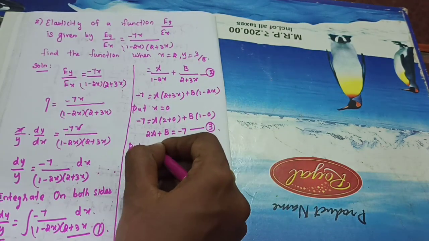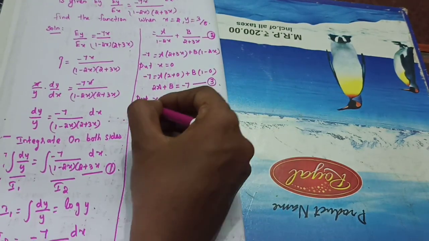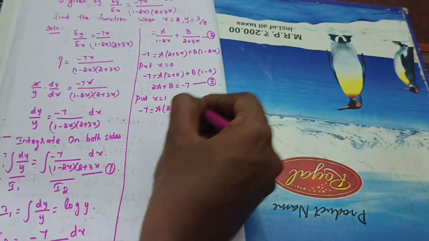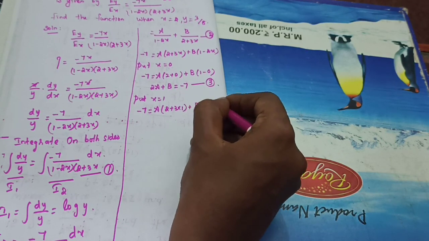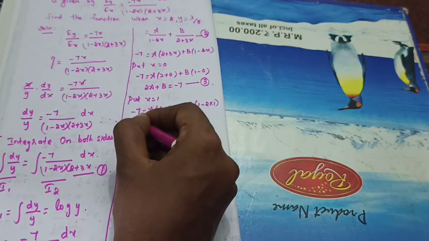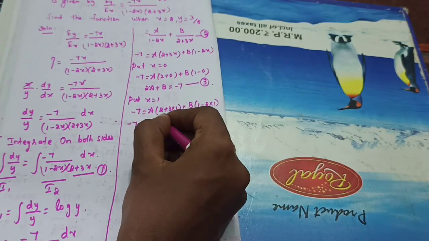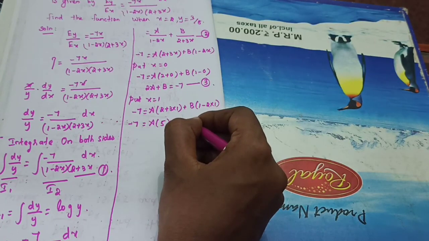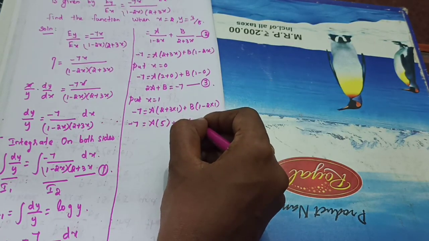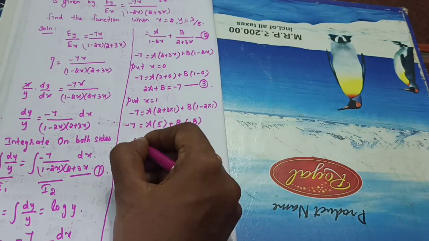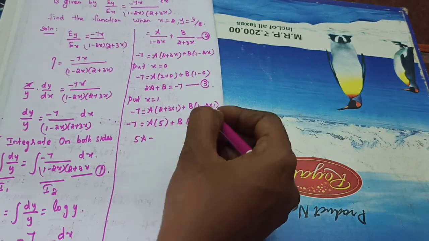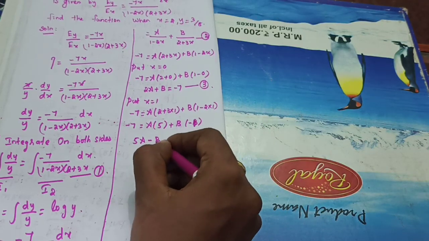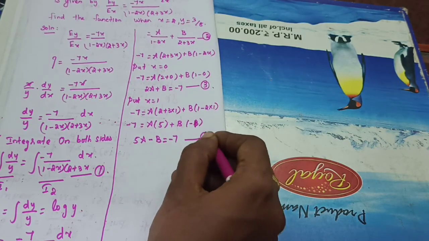Next put x equal to any other value. I am taking as 1. Okay, so what will happen? Minus 7 is equal to A into (2 plus 3 into 1) plus B into (1 minus 2 into 1). So minus 7 is equal to A into 5 plus B into (1 minus 2), which means minus 1, correct? So 5A minus B equal to minus 7. Take it as equation number 4.